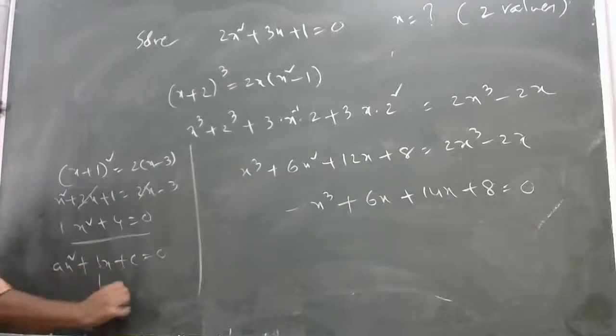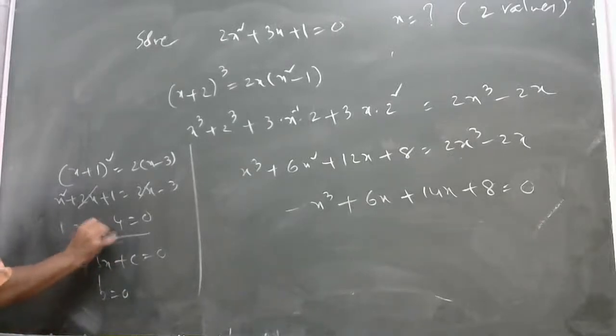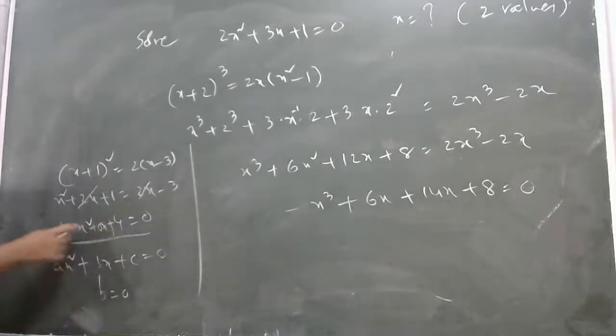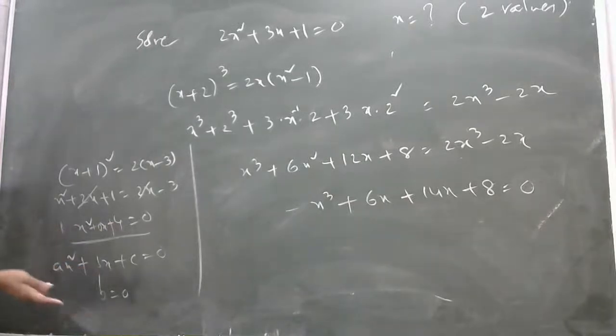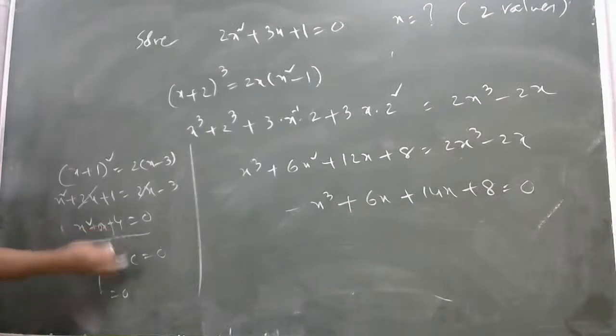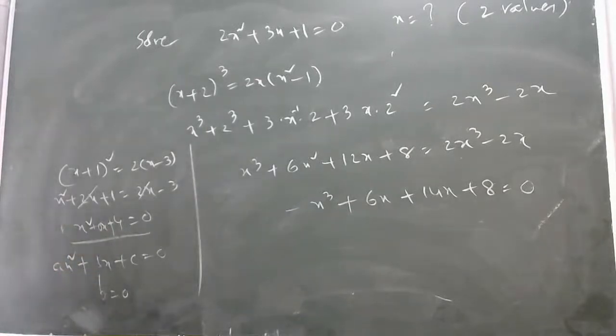Because b is 0. I can write 0x here. If I want to write, I can write 0x. b can be 0 also, and a is not equal to 0. c also can be 0, but c came here as 4. So this is a quadratic equation. If the degree of your equation is 2, then it is a quadratic equation. Is x square available? Yes. This is a simple task with exercise 4.1.